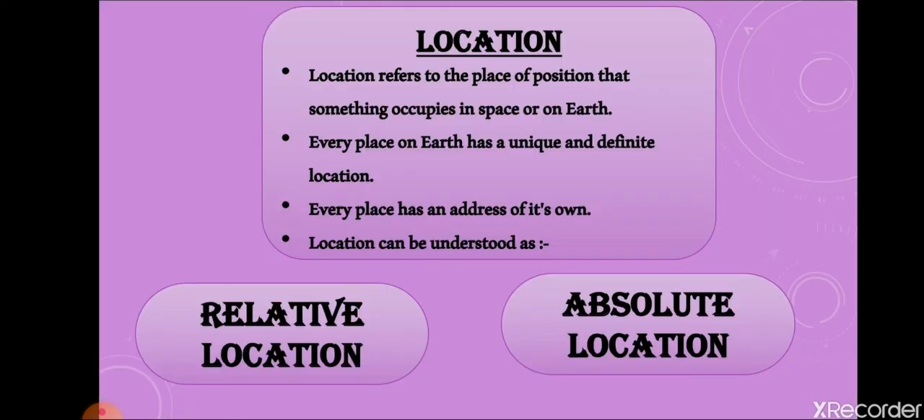So what is location? Whenever we talk about location, it refers to a particular place's position. Where does that place particularly exist? Location is the position that something occupies in space or on the earth. There is the location of a house, of a shop, of a temple. Every place that exists on the surface of the earth has its location.